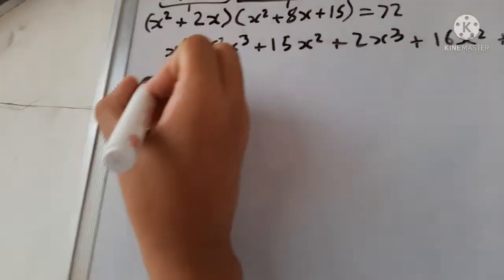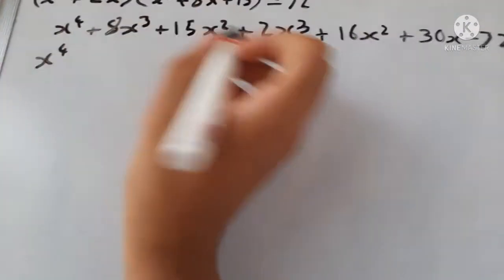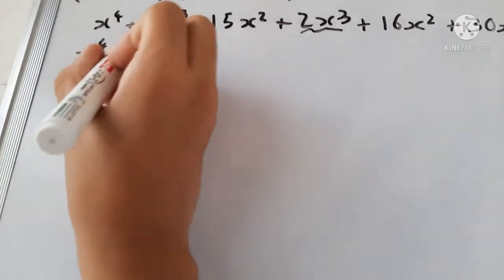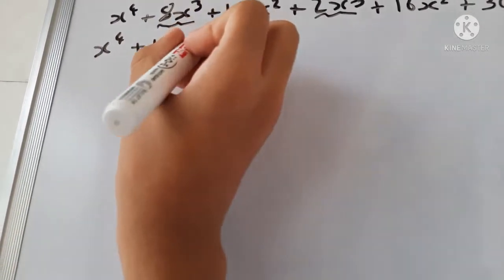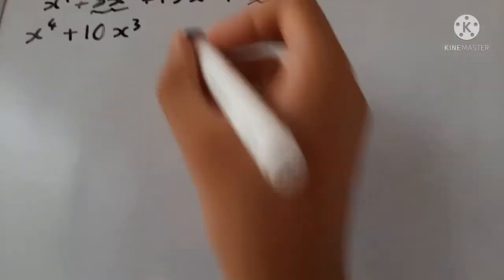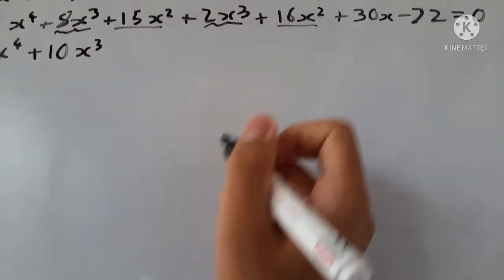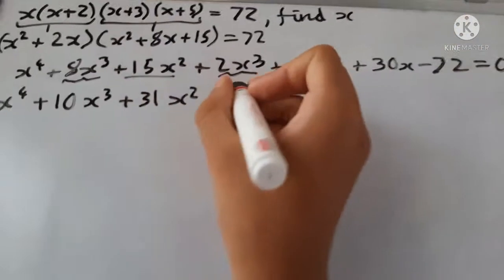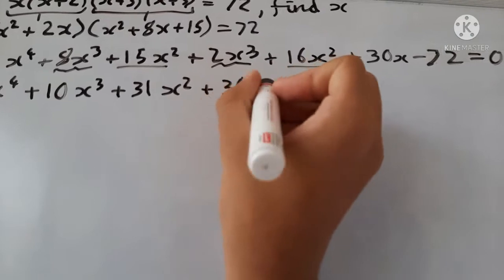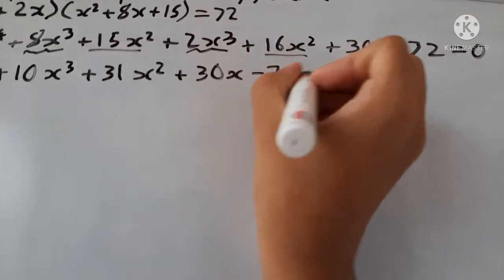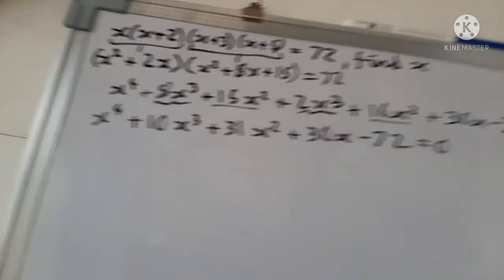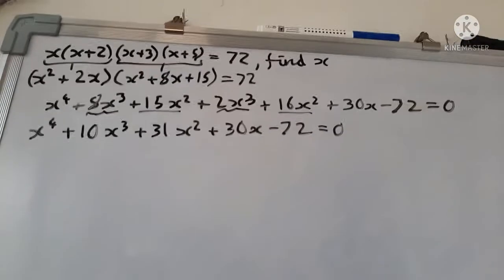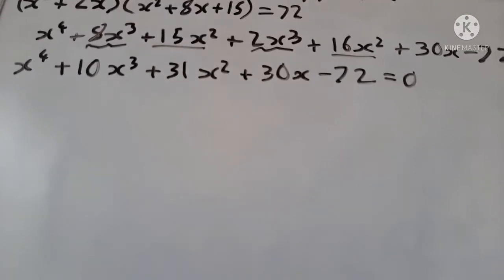Okay, I should probably simplify this. x to the fourth, the cube terms are here and here, so plus 10x cubed. Then the x squared terms are 31x squared, plus 30x, that's only one x term, and then minus 72 equal to 0. That's 5 terms in this polynomial. It's a quartic equation in its standard form, really.